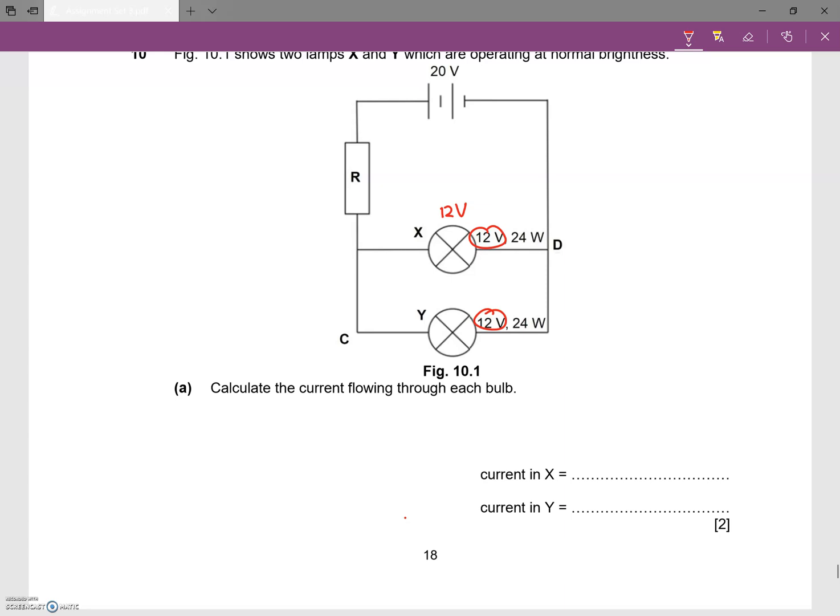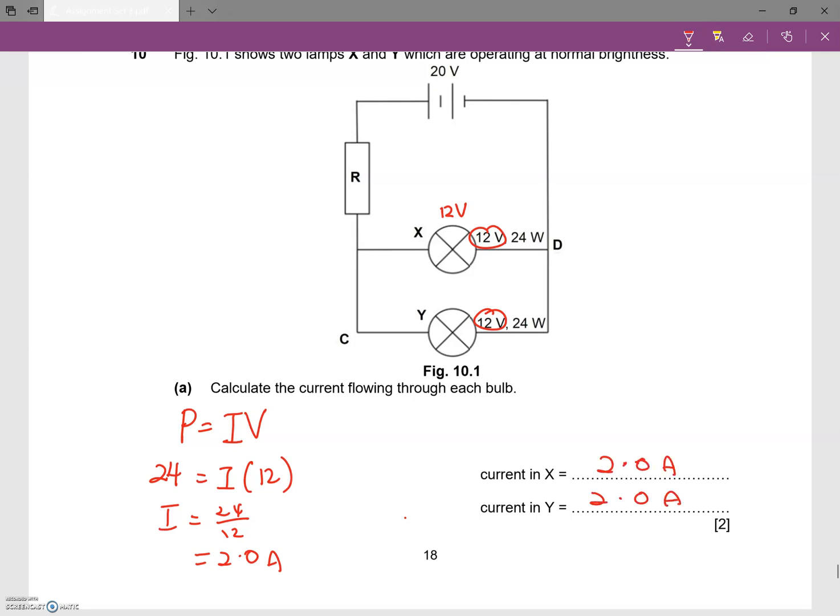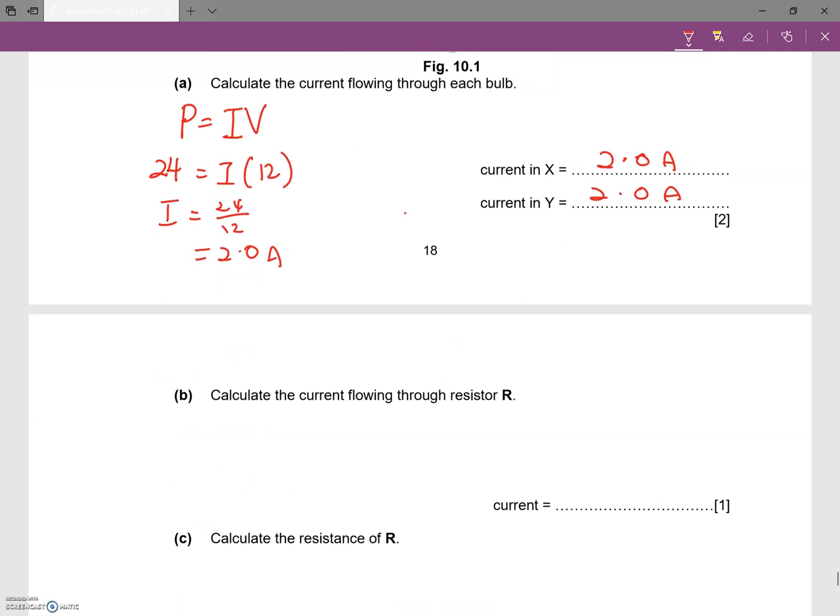If you look at both bulbs, they actually have the same power rating. They have the same voltage. So we can just use a simple formula, P equals IV, because I want to find the current. Power I know is 24 watts as indicated. Current is whatever I want to find. And the voltage I know is 12. So the current across each of them is 24 over 12. I'm going to get 2.0 ampere. So the current in X and the current in Y are both the same because they're operating at normal brightness. It'll be 2.0 ampere.